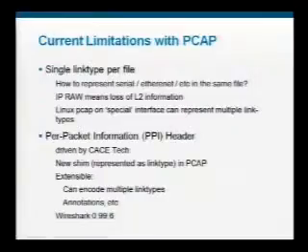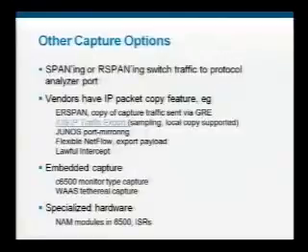Okay, so there are some current limitations with the PCAP file format. One is that there's only a single link type per file. If you look at the IP packet copy feature, a router can have ATM interfaces, Ethernet interfaces, and Frame Relay interfaces hanging off of it. When you're capturing on multiple interfaces, let's say you're copying on a particular destination address or source address, how do you represent that in a PCAP file? Today that's not possible.